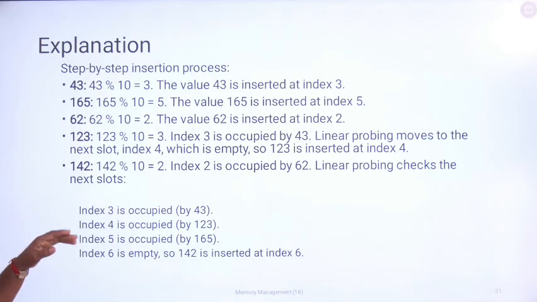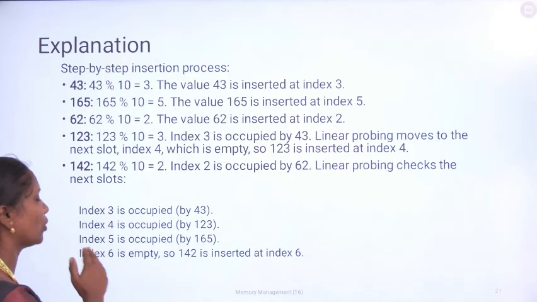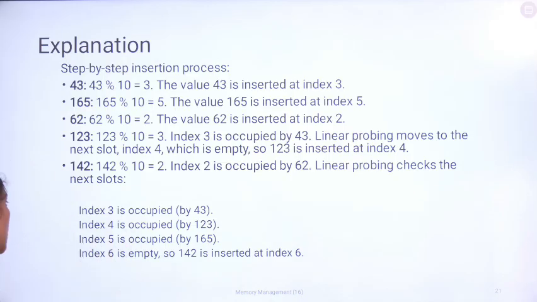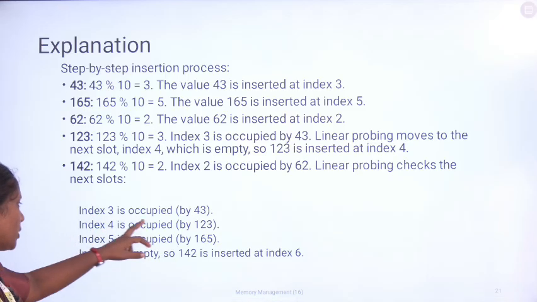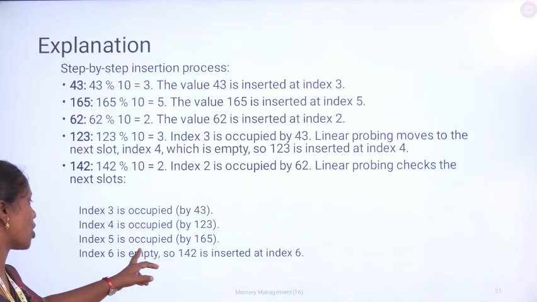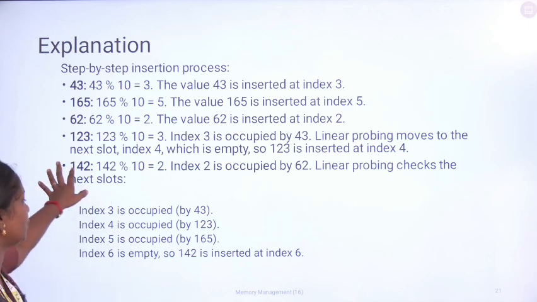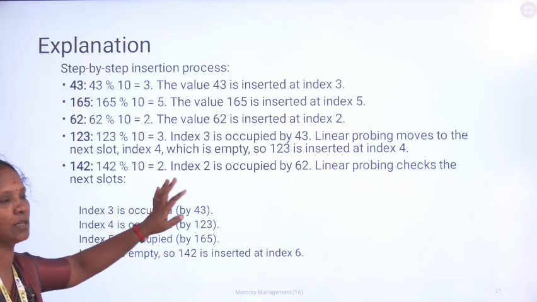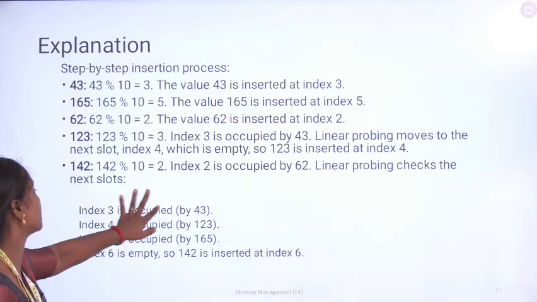So next slot 5 is also already there in the index value, then automatically it is going to be stored in 6. So index 3 is occupied by 43, index 4 is occupied by 123, index 5 is occupied by 165, and index 6 is empty. So that's why this 142 is inserted into index 6. This is the linear probing explanation.